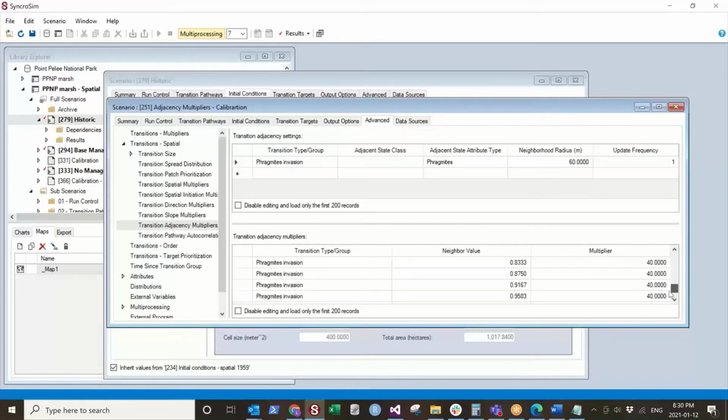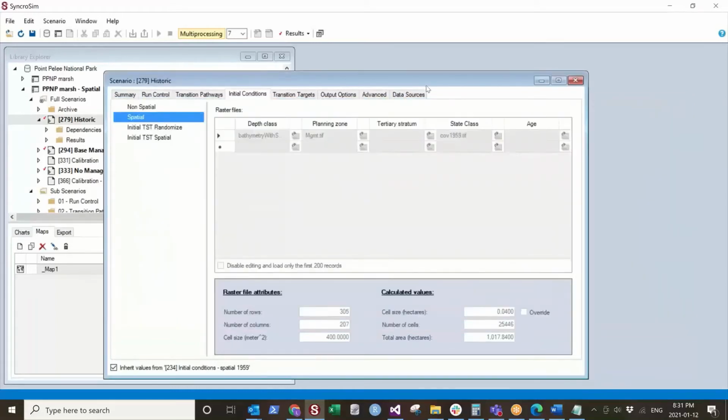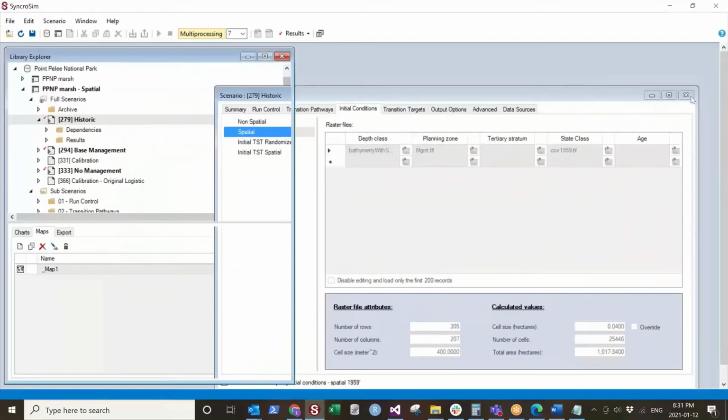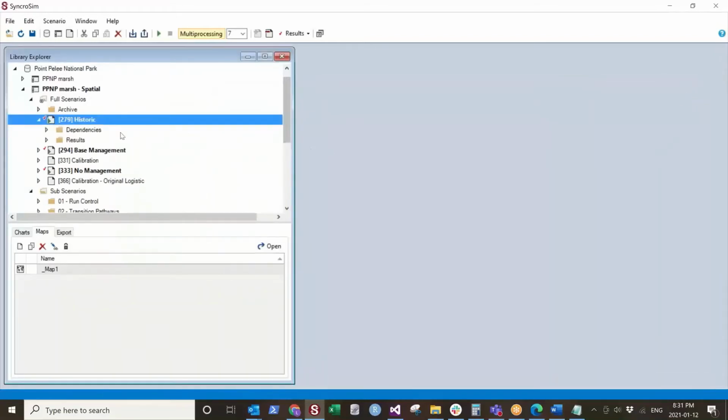So if most of your neighbors, I think it's actually just at 0.8, or actually a 60 neighbor value, right? So if within that 60-meter radius, most of your neighbors have Phragmites, your probability is much higher. Your probability is multiplied by 40 times of getting invaded relative to almost very low probability if you have no neighbors with Phragmites. And we actually calibrated this model using a historical data set.